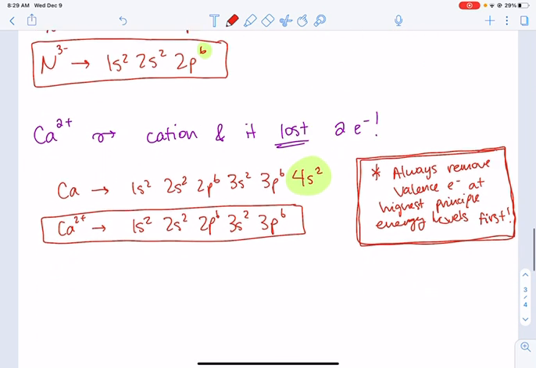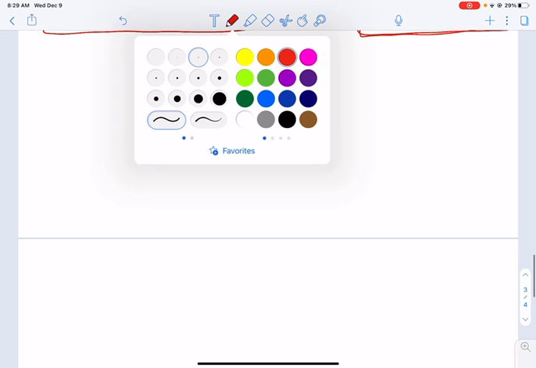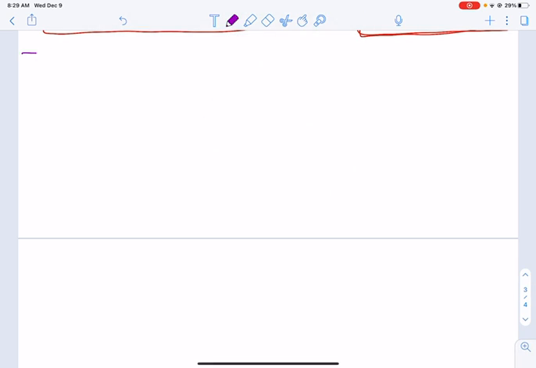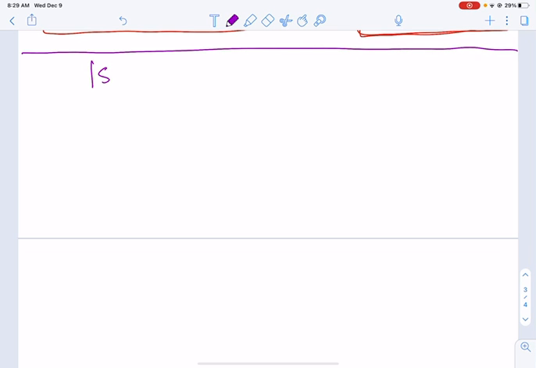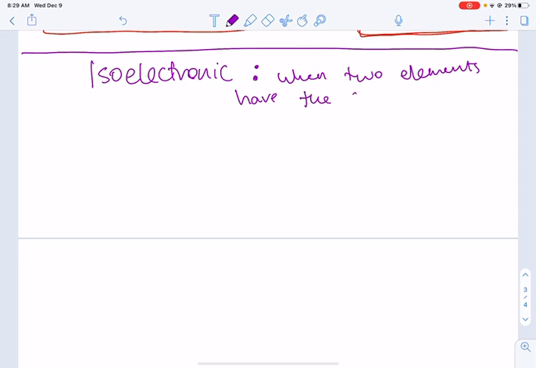Okay, final thing. We're going to talk about what it means to be isoelectronic. This is when two elements have the same electron configuration. You're like, well, how can that be possible, Mr. Hicks? Well, let's do a silly example.